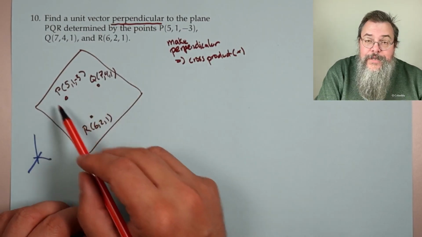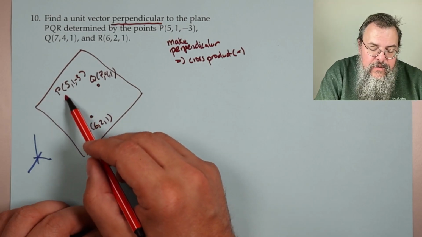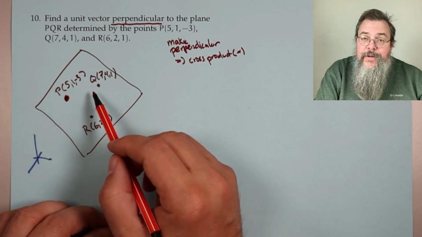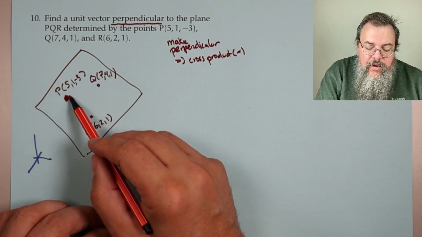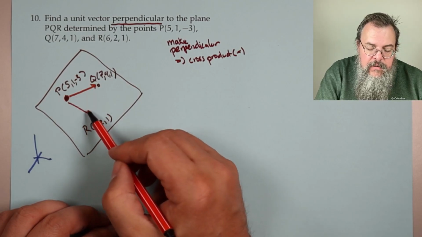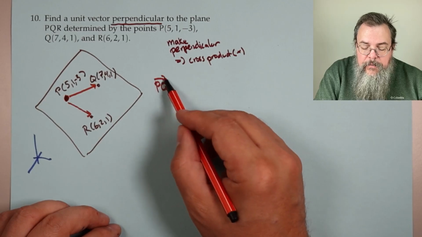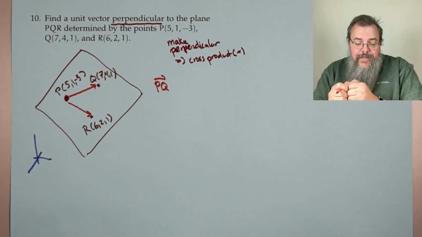It doesn't matter which point we pick, and the point can be any one of them. I'll pick P. If you want, try this with Q and R. You'll see that you'll get the right answer in the end. All right, so we're going to say P to Q and P to R. So we can write PQ with an arrow. That's the vector starting at P going to Q.